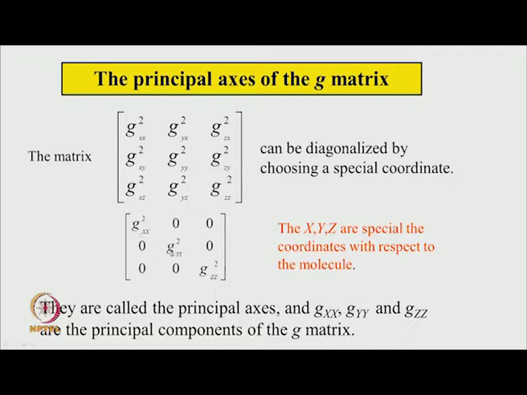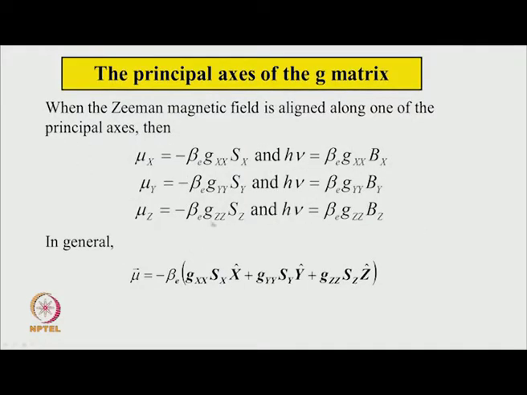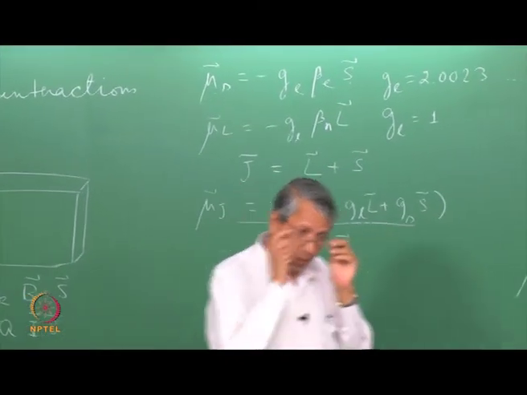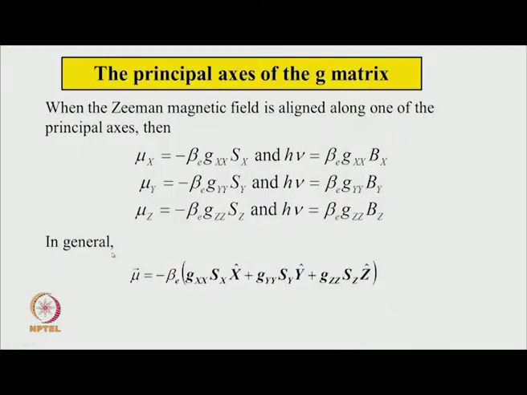So, if it is the square root of these three, then I get Gxx, Gyy and Gzz. These are called the principal components of the G matrix. Here, if the magnetic field is now pointing along this special coordinate or the principal axis capital X, capital Y and capital Z, then the equations become very simple. The magnetic moment along that particular direction x becomes beta I Gxx Sx, which is what we always get. But the important thing is that the magnetic field is pointing to one particular direction of the molecule, that is the principal axis.